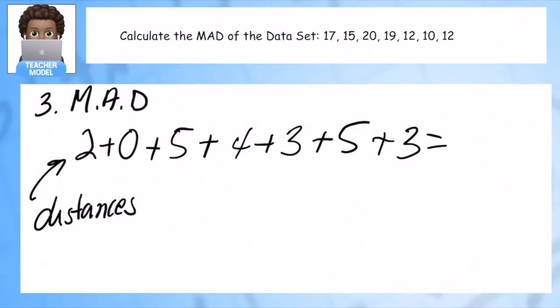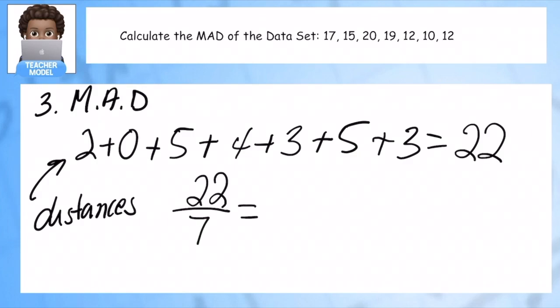Now for the third step, I'm going to find the mean of all those distances. So remember, absolute deviation is just a distance. So I'm going to add all of them together. I get 22. And I'm going to divide by the size of the data set. And I get 3.142. So that's just telling me, on average, that those points are a little over 3 away from our average.